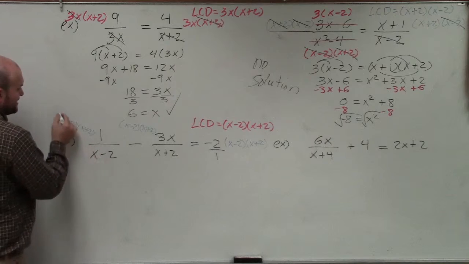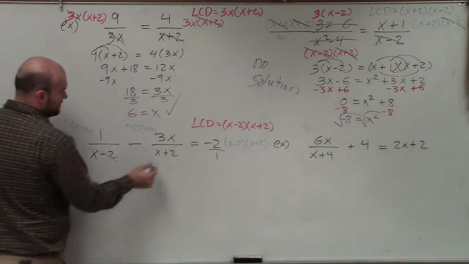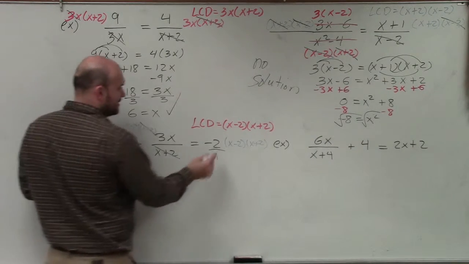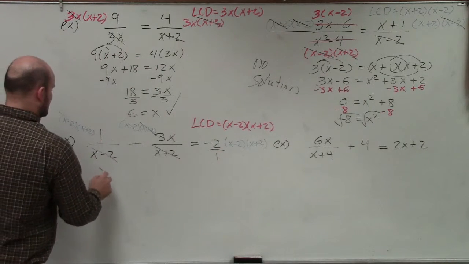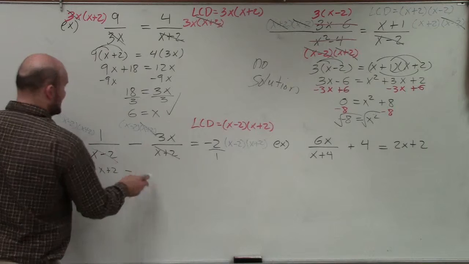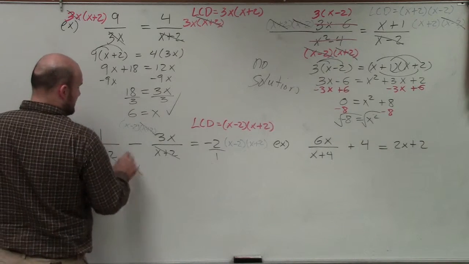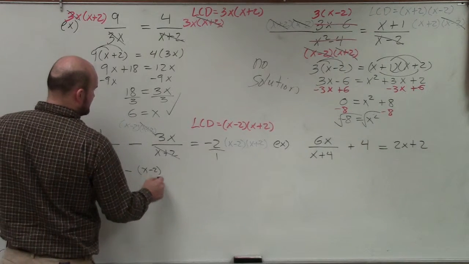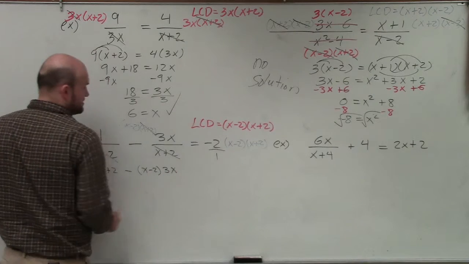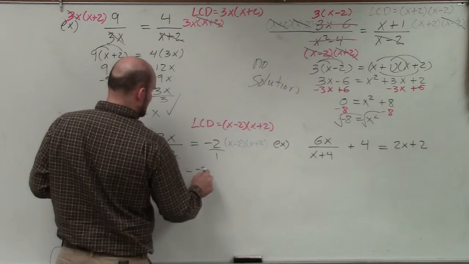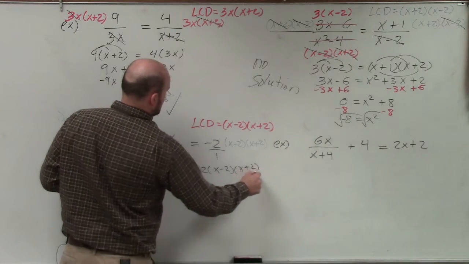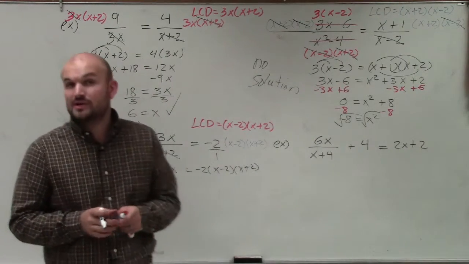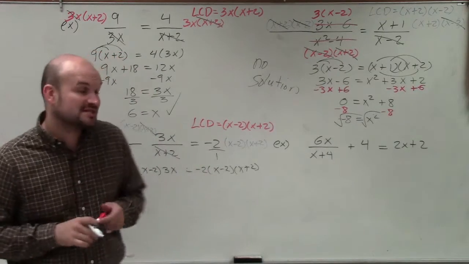Then again, using my division property, those divide out. Here, those divide out. And then here, nothing's really going to divide out. So I'm going to be left with an x plus 2 minus, make sure you follow your parentheses, minus an x minus 2 times a positive 3x. And then that's going to equal a negative 2 times x minus 2 times x plus 2. Whew, all right, so we're going to have some work here, a little bit of algebra as far as simplifying this.